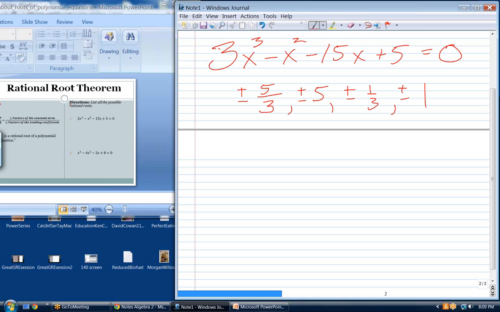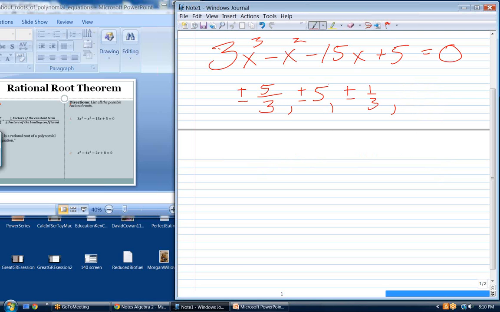Plug it into the calculator. Yeah, or just plug it in here. And if I'm going to use a calculator, I can use any of them. But if I'm going to do it by hand, I'm going to look at plus and minus 1 first. Okay, so if I look at plus 1, I got 3 minus 1 minus 15 plus 5. That doesn't work. If I look at minus 1, I got minus 3 plus 1 plus 15 plus 5. That doesn't work. So that's not one of our solutions.